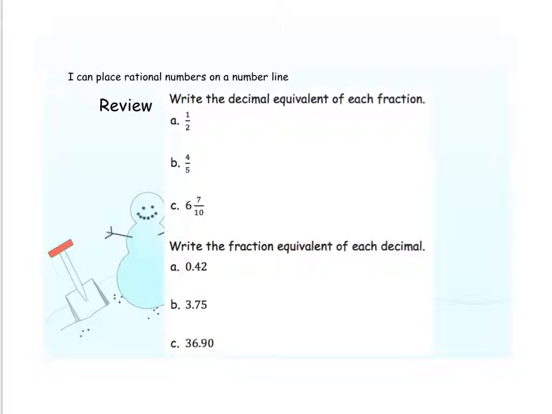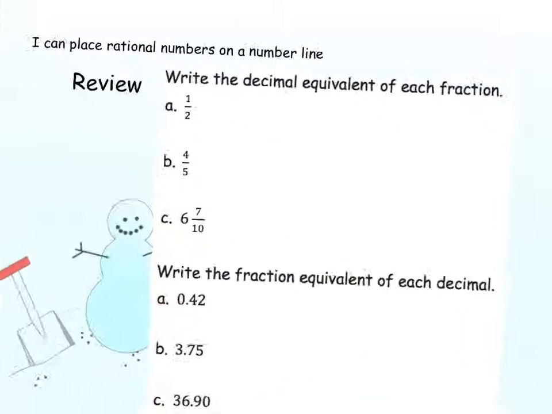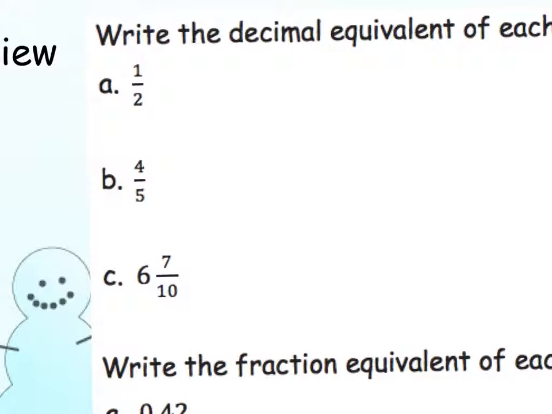So just as a quick review, the decimal equivalent of each fraction. Remember, if we have a 2 in the denominator, we need a power of 10 to be able to write it as a decimal. So I'm going to multiply by 5 over 5. That way I have 10 in the denominator and I have 5 in the numerator. 5/10 is 0.5.